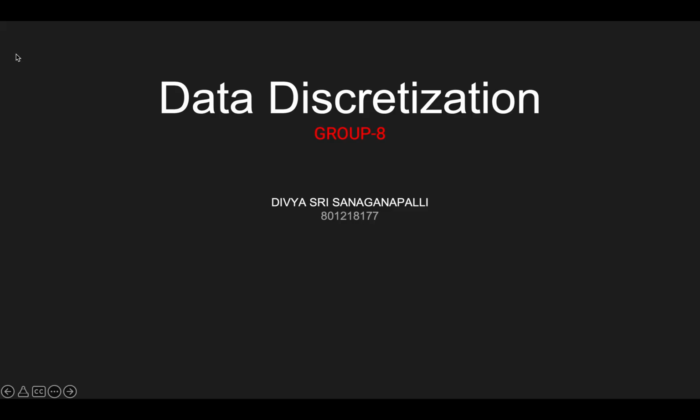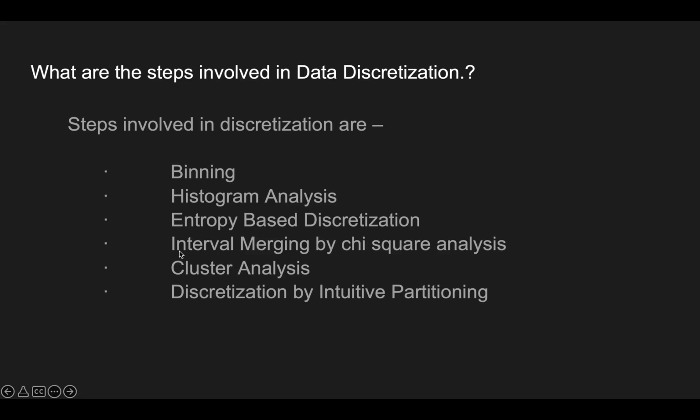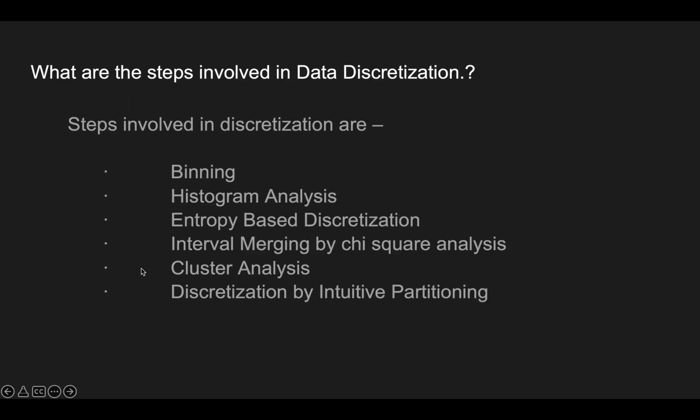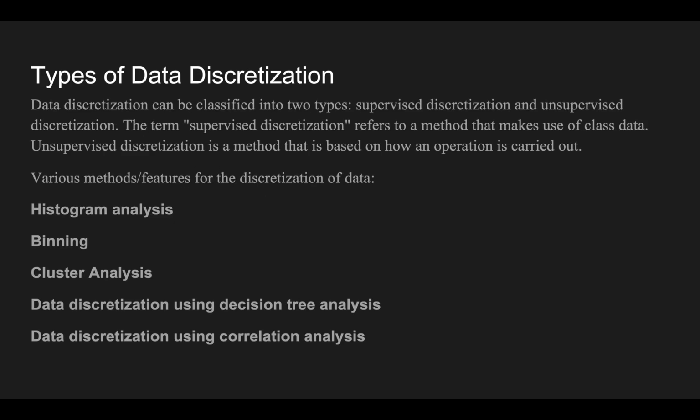Ali from Group 8. Today I'm going to tell the steps involved in data discretization and the types of data discretization. Firstly, the steps involved in discretization are binning, histogram analysis, entropy-based discretization, interval merging by chi-square analysis, cluster analysis, and discretization by integer partitioning.